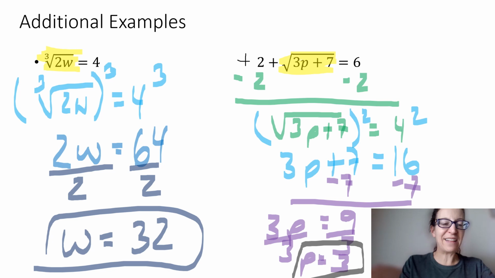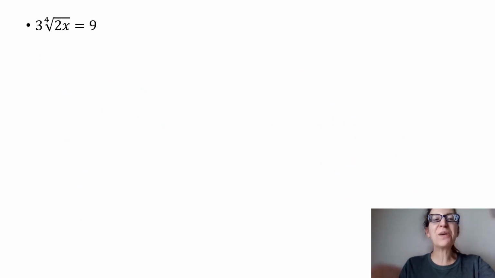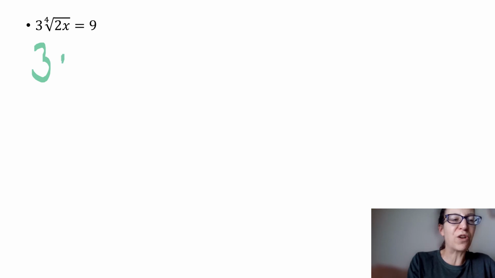All right, last example. This one I need to look at because students will absolutely get thrown by the 3 out front. And so we want to just recall that that is multiplication.